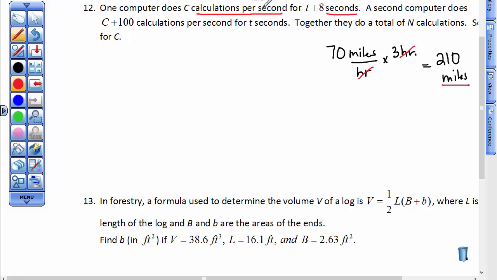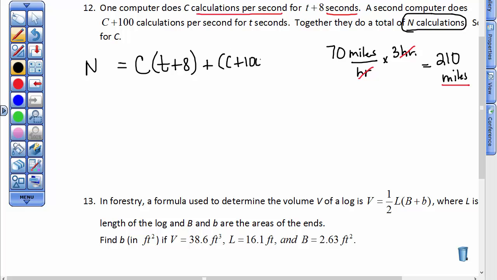This is my speed times my time, so I'm going to multiply c times t plus 8. That's going to help me figure out in total how many calculations, because together I want to figure out how many n calculations. So that's one of the computers. A second computer does this many calculations. So let's add to it. It does c plus 100 calculations for t seconds this time, not t plus 8, but just t seconds. So I'll multiply that by t.